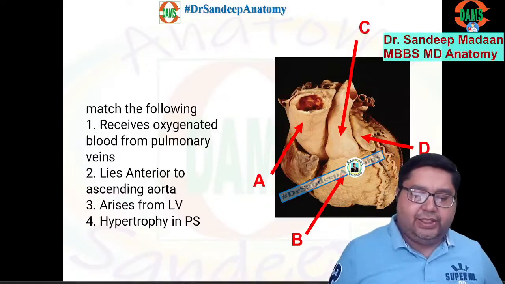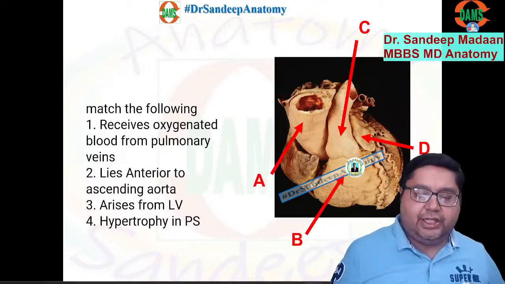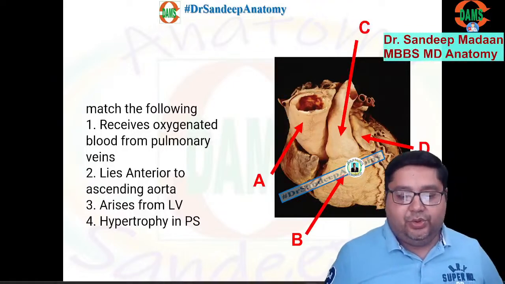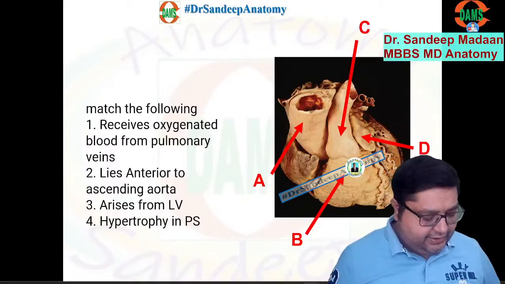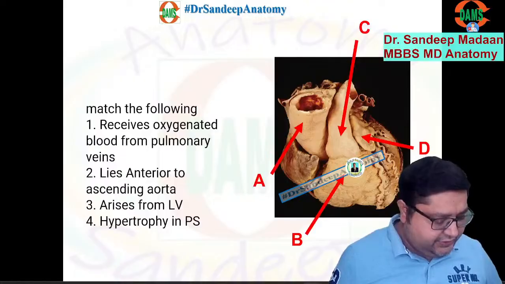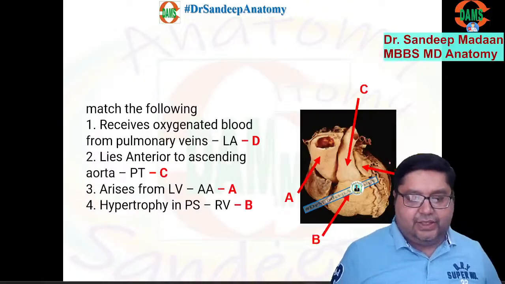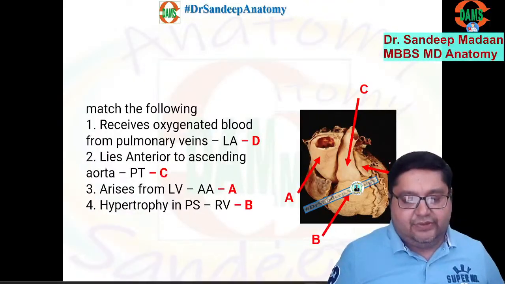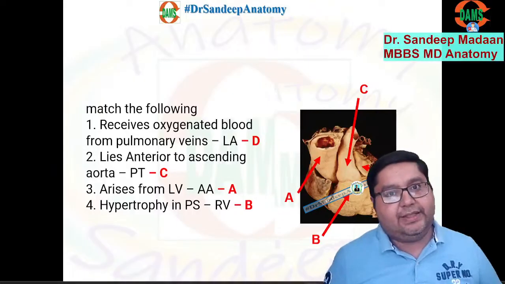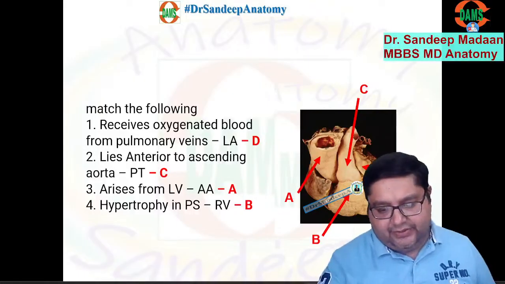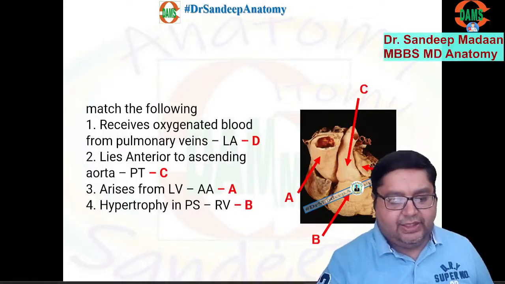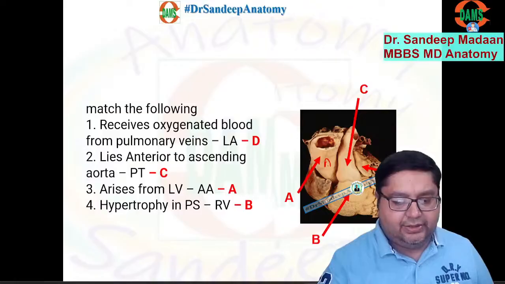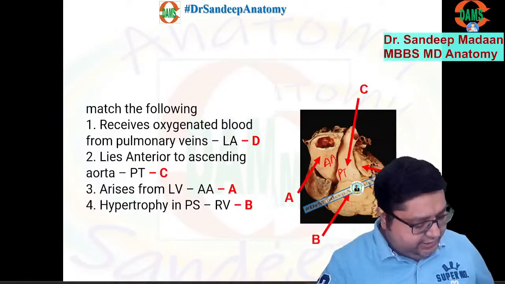In this, the match the following was: who will be receiving the oxygenated blood from the pulmonary vein, who will be lying anterior to the aorta, arises from the left ventricle, hypertrophy in pulmonary stenosis. So this is what the answer is. The one who receives the oxygenated blood from the pulmonary vein is the left atrium. Left atrium is D. This is the left atrium. Okay. The one who lies anterior to the aorta, this is the aorta. This will be pulmonary trunk, right? So that will be pulmonary trunk.